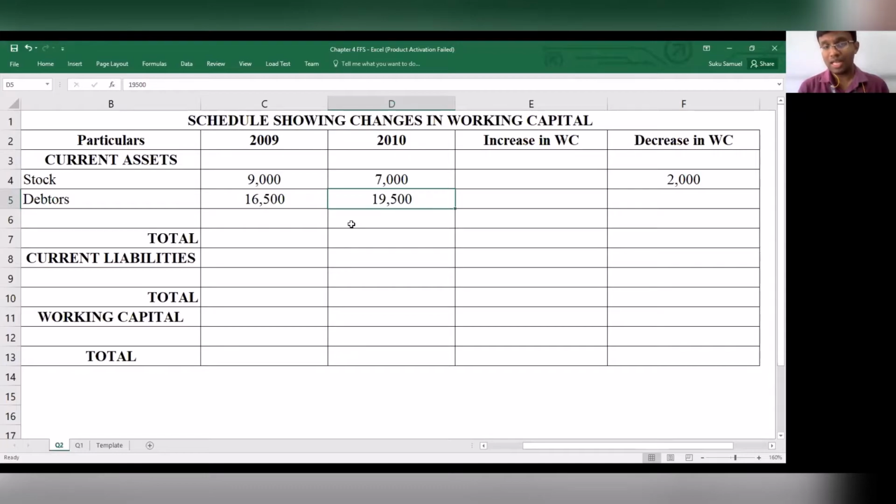Your working capital has increased. Now, how much has your working capital increased by? Your working capital has increased by 3,000.